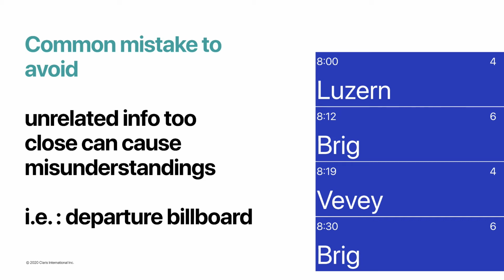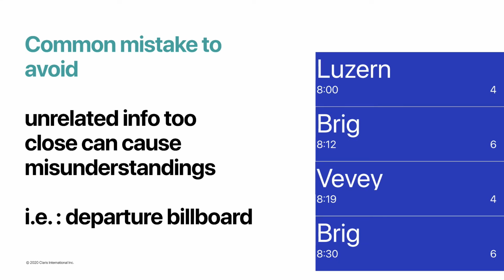In accordance with the rules of hierarchy and proximity, in my humble opinion, the display would be more efficient this way, with the destination name closer to its departure time and platform number.